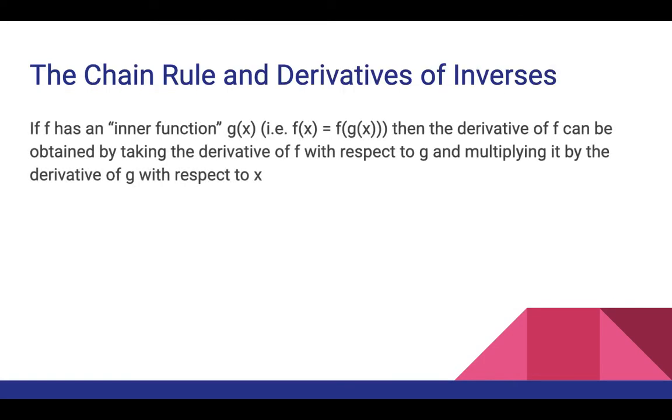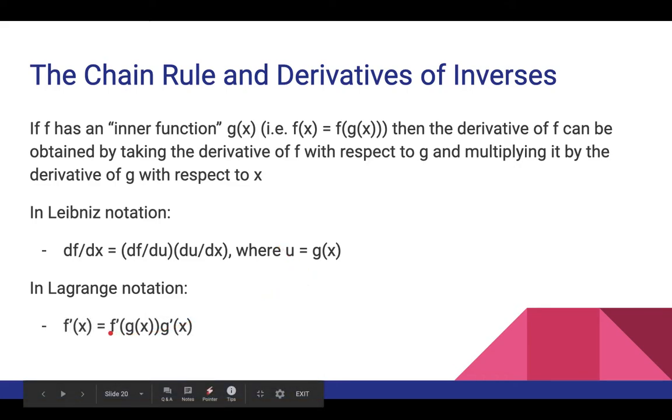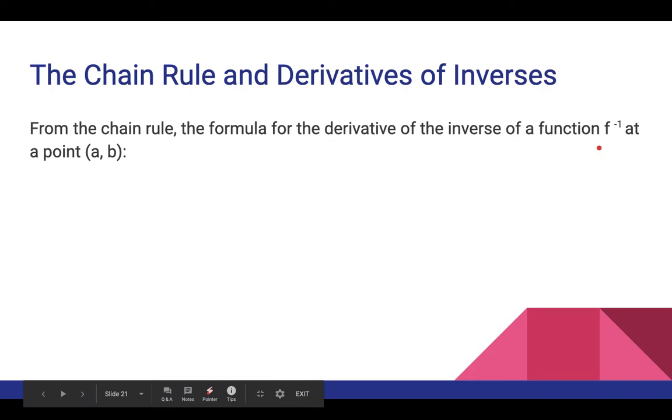The chain rule in derivatives and inverses. If f of x has an inner function g of x, i.e. f of x equals f of g of x, then the derivative of f can be found by obtaining the derivative of f with respect to g and multiplying it by the derivative of g with respect to x. In Leibniz notation, we say that the derivative of f with respect to x is equal to df over du times du over dx, where u is equal to g of x. And in Lagrange notation, that's equivalent to f prime of x equals f prime of g of x times g prime of x.